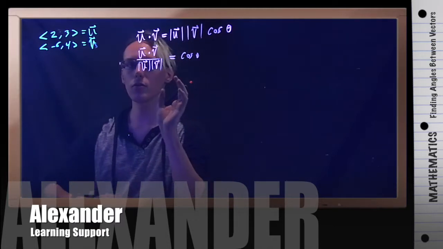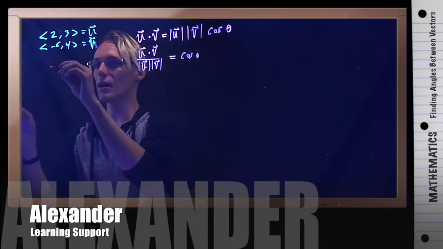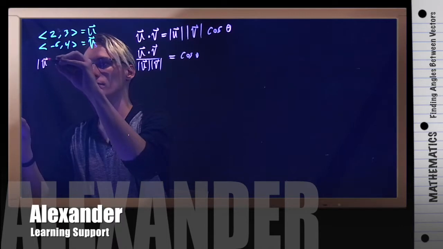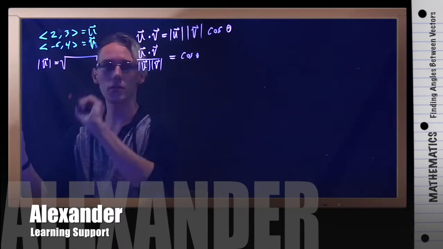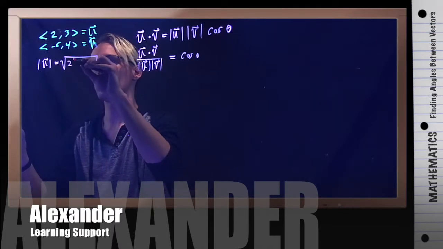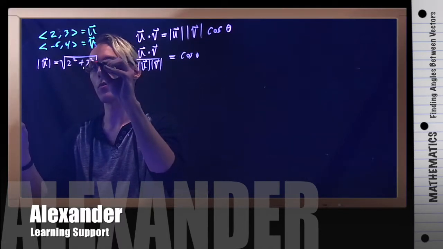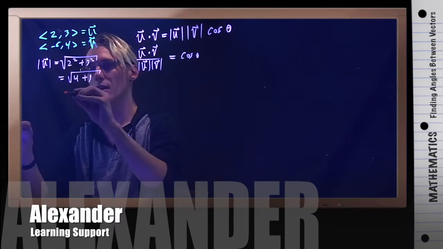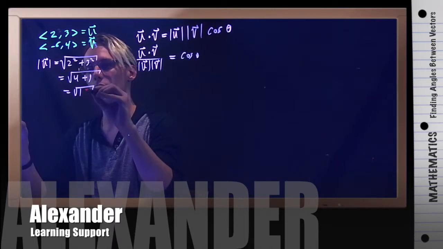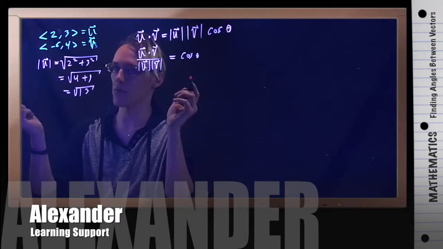So first things first, I will go ahead and calculate this. I'll do the magnitude of u and the magnitude of v off to the side. So the magnitude of u is going to be equal to the square root of the sum of the squares. So I will do 2 squared plus 3 squared. Simplifying this, I have the square root of 4 plus 9, which is the square root of 13. And that's as far as I can simplify that.